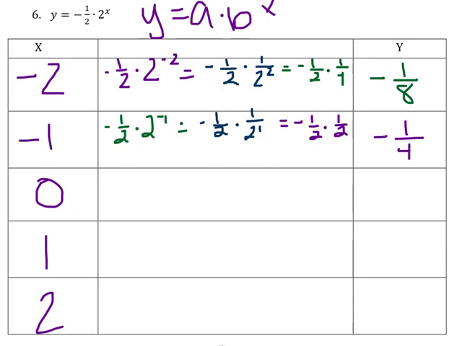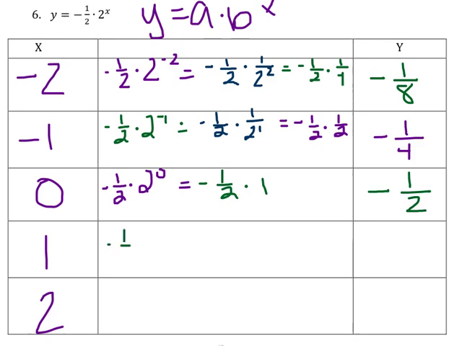We'll keep on going, plug in 0, -1/2 times 2 to the 0 power. Anything to the 0 power is just 1, so this is -1/2 times 1. And anything times 1 is just itself. So here we will have -1/2.